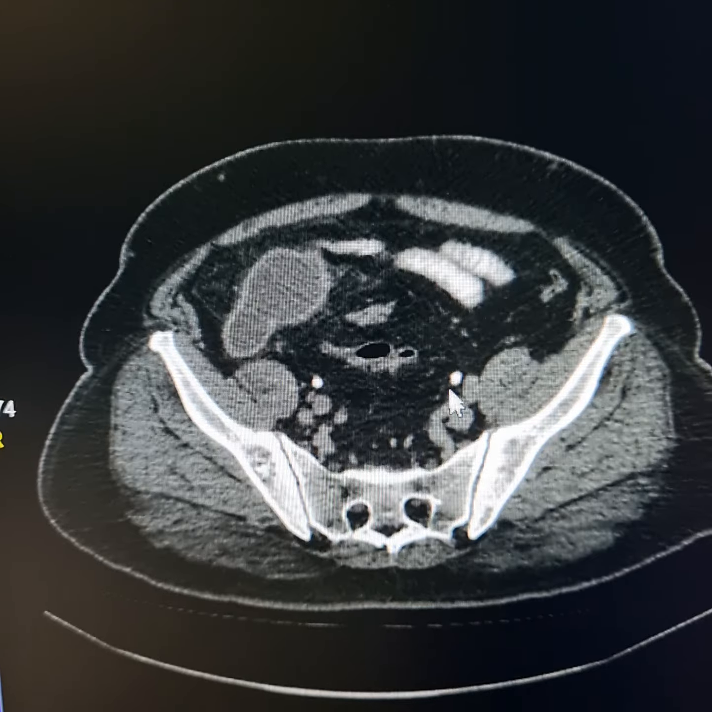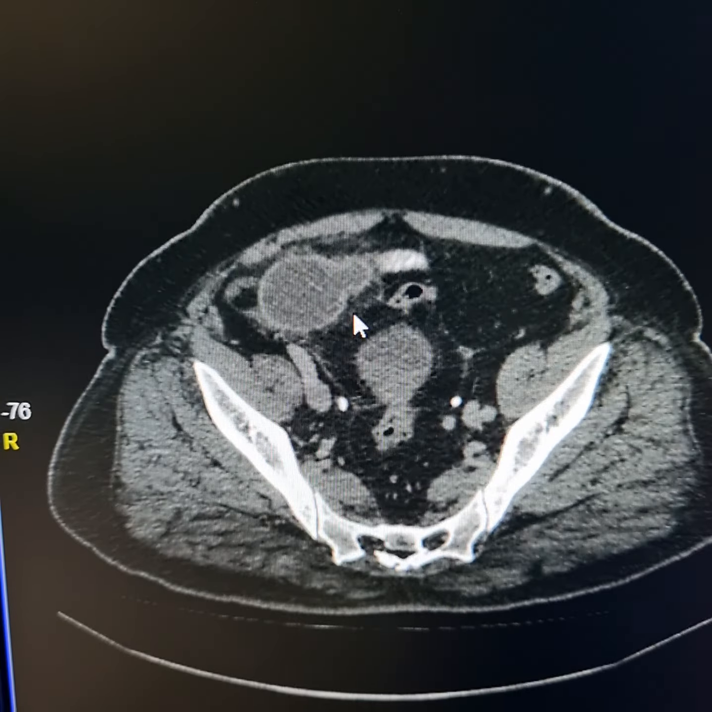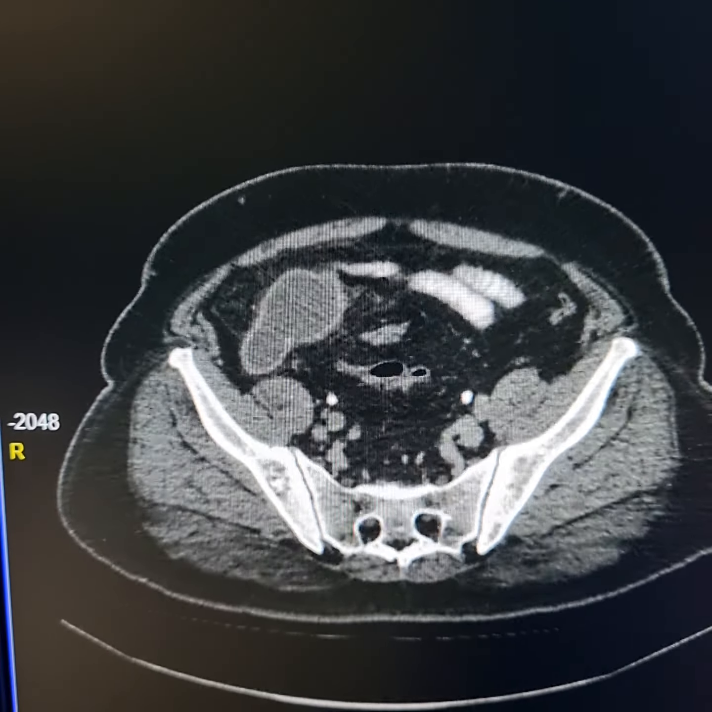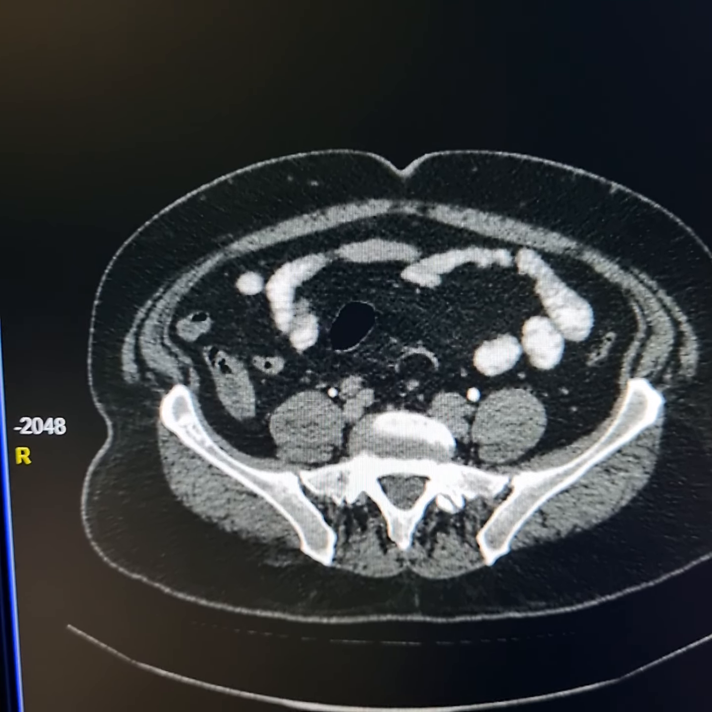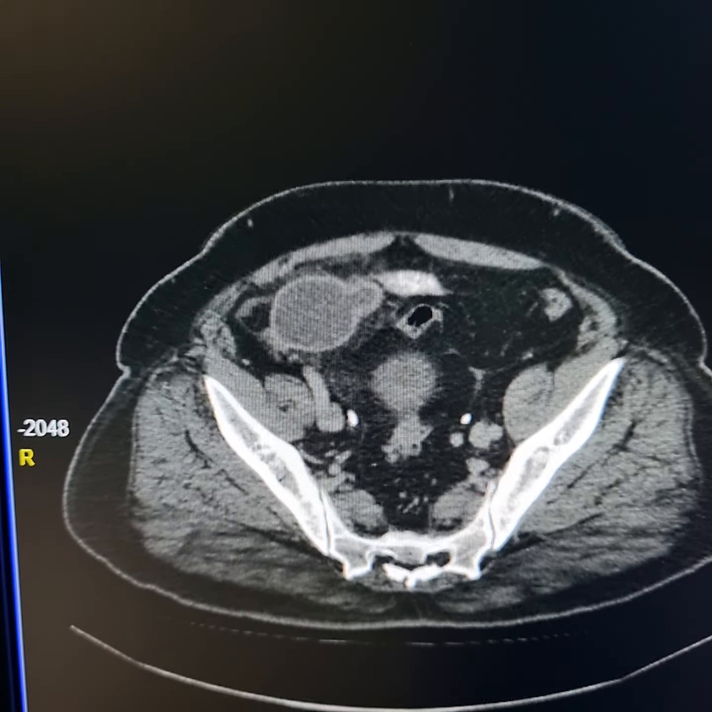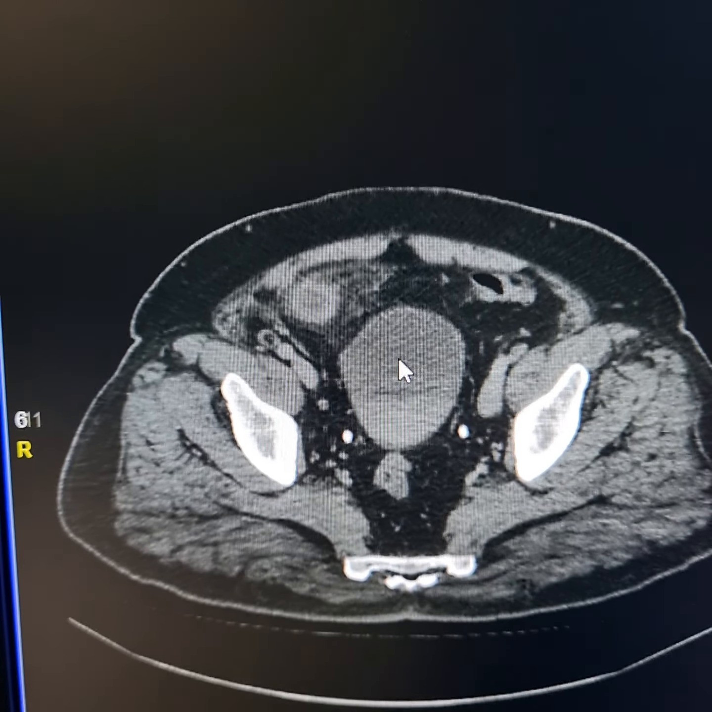Now please observe this cystic lesion. There is marginal enhancement. Superiorly, it extends up to the cecum, up to this level. So this is a fluid-filled distended appendix. Inflammatory changes are present in the adjacent fat.